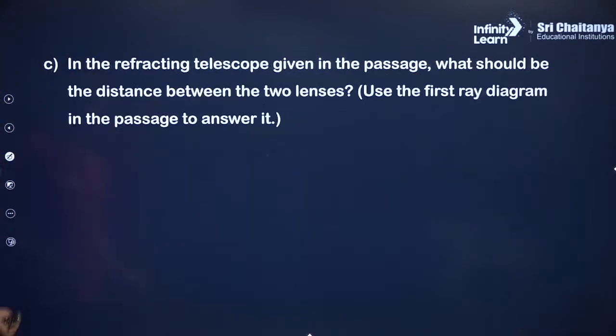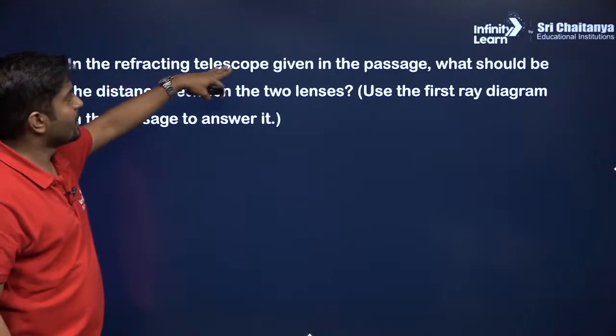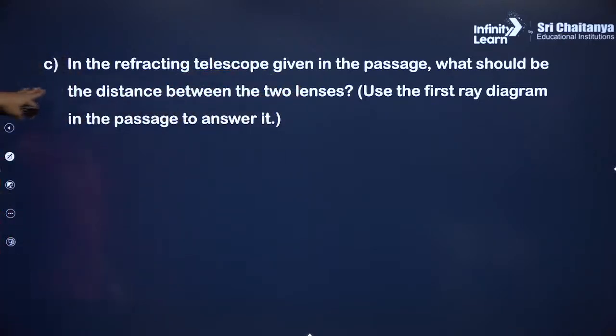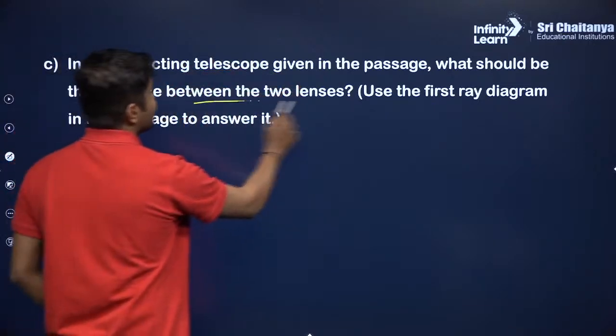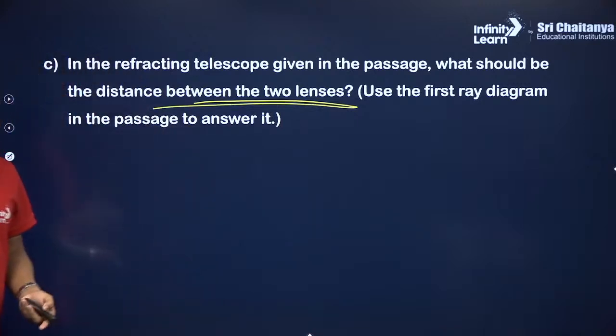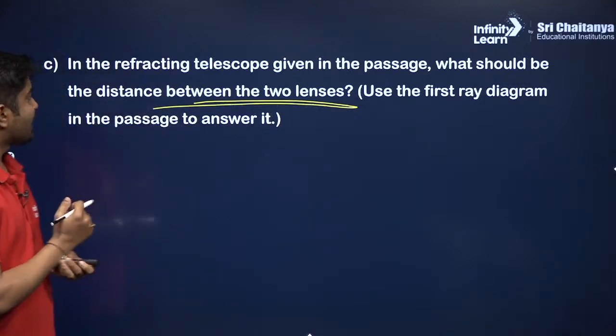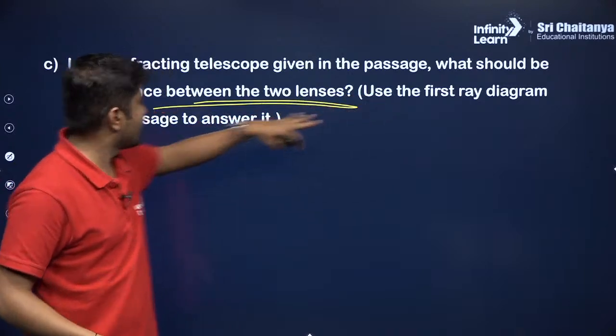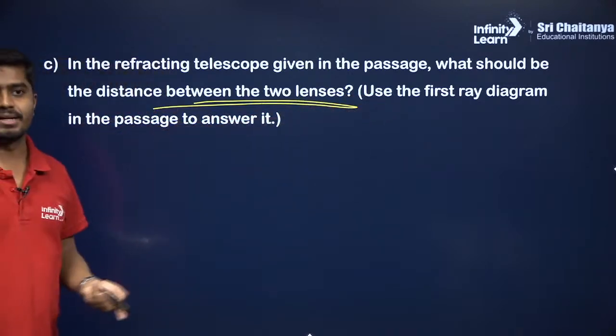Okay, so now I think two more parts, right? Yeah. In the refracting telescope given in the passage, what should be the distance between the two lenses? And they have given the hint: use the first ray diagram in the passage to answer it.